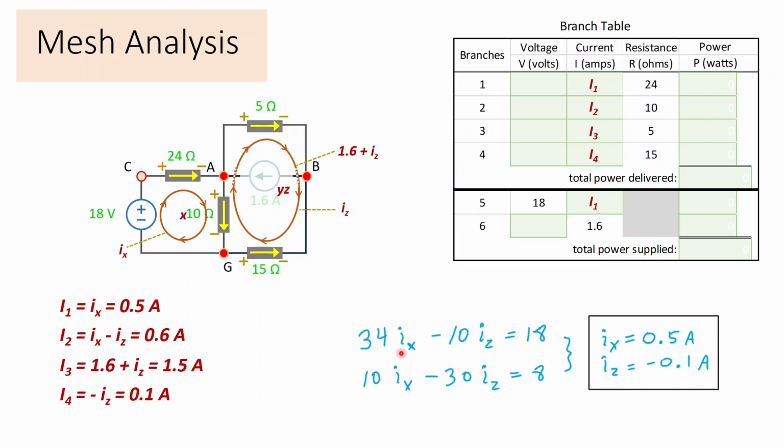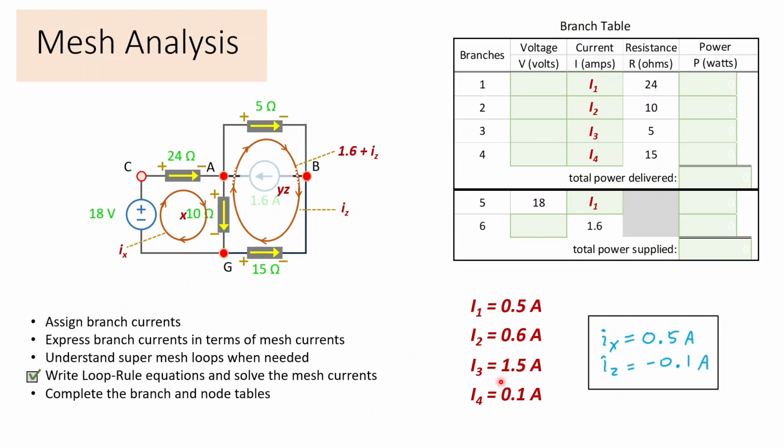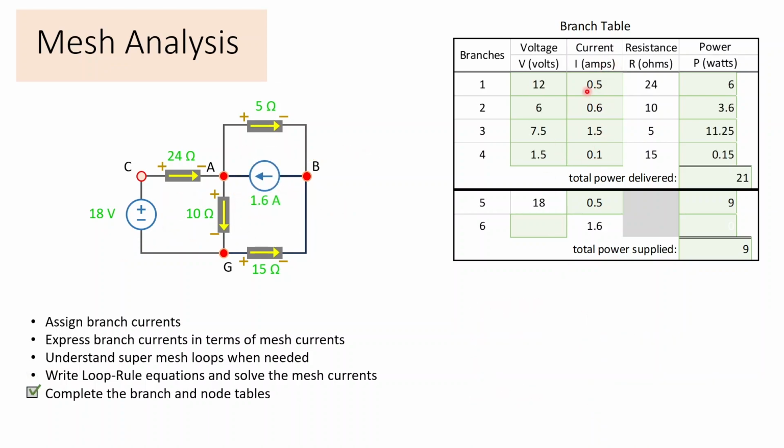If we collect like terms on one side, constants on the other, and do the algebra, we get our mesh currents. If we plug into our branch currents, we now get our branch currents because they were known in terms of mesh currents. Now that we have the branch currents, we go ahead and put those in the table. And then with all of the currents through the resistors, we use Ohm's law to get the branch voltages, and then we compute our power and get our total power by summing up all the power.